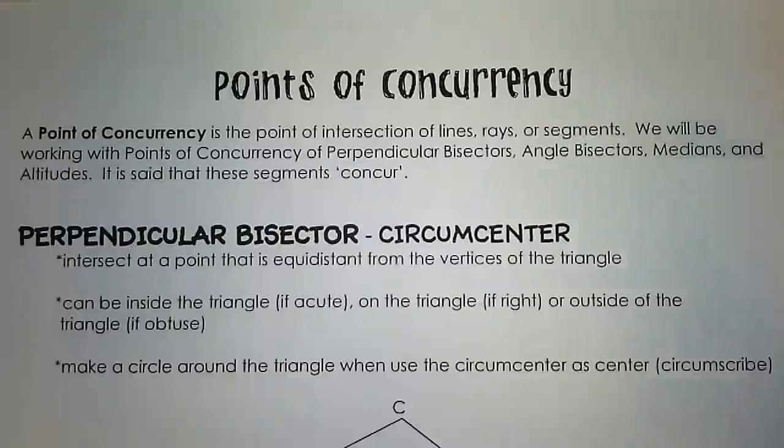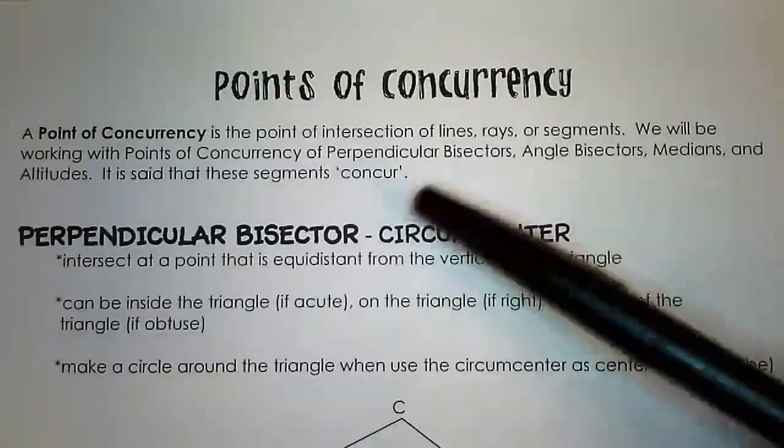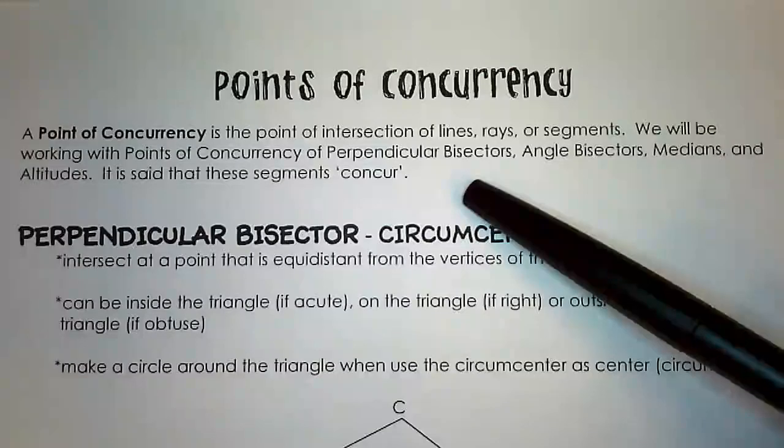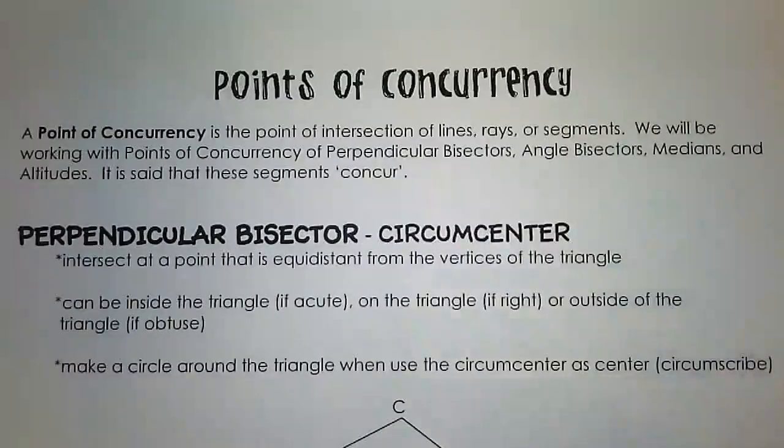So we're going to be doing 4 of them. We're going to use perpendicular bisectors, angle bisectors, medians, and altitudes. What we're doing is looking for where those segments meet, which is where they concur. And then each of those has a special name.